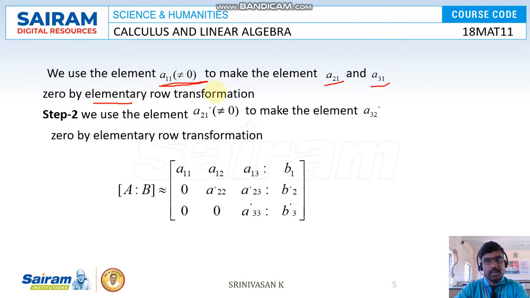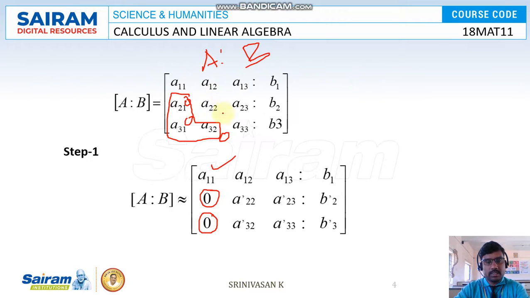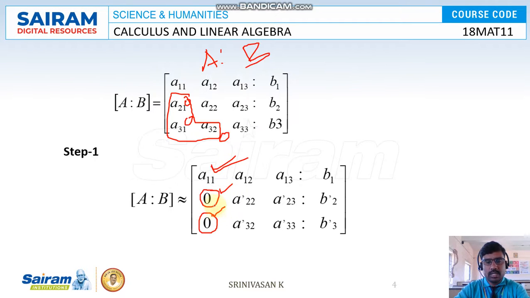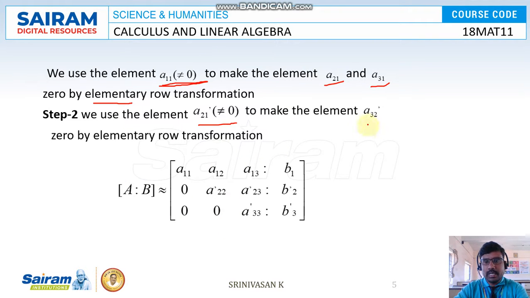to make the elements a21 and a31 zero by elementary row transformation. Already I explained this in the rank of matrix process. So a11 not equal to 0, and a21, a31 we have to make 0 by elementary row transformation. That is step 1. Next, step 2, we use the element a22 not equal to 0. This one, don't touch here. Next we have to make a32 zero by elementary row transformation like this. So we get the upper triangular matrix.